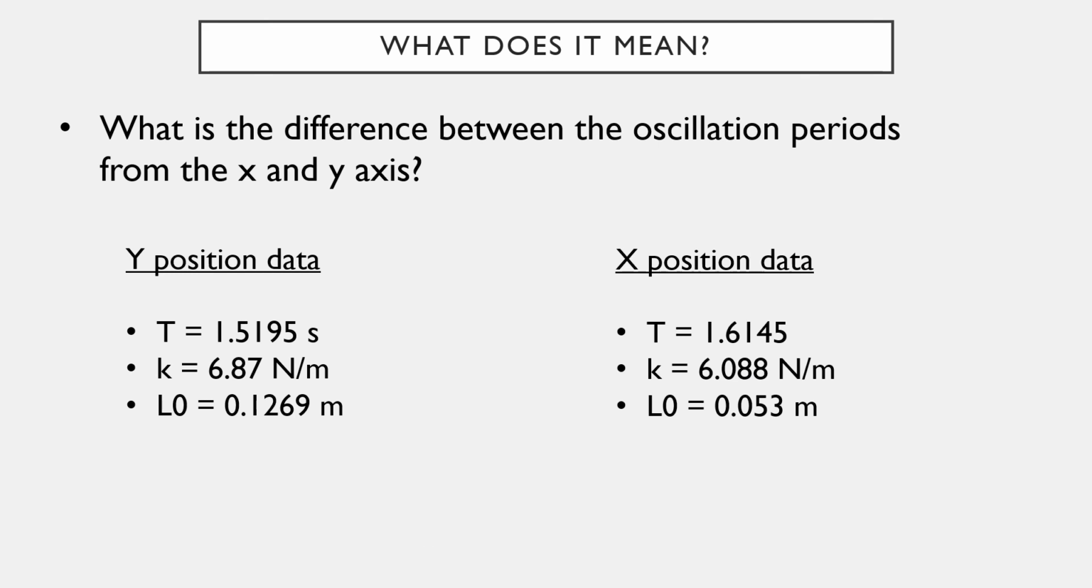What is the difference between the oscillation periods from the x and y axes? Using the data from Tracker, I can make two separate estimates of oscillation periods by using the y position data and by using the x position data. The x position data gives us an oscillation period that is 0.0195 seconds longer, but it results in a K that is 0.782 newtons over meters shorter and an L0 that is 0.0739 meters shorter.